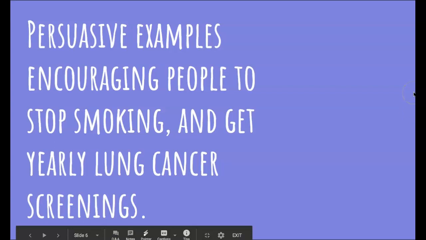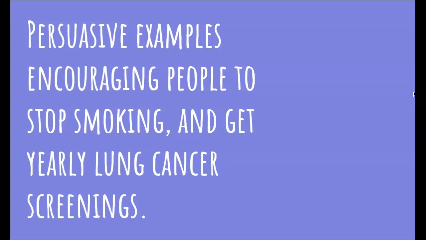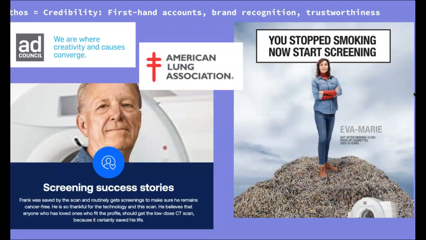Okay, let's look at a few persuasive examples encouraging people to stop smoking and get yearly lung cancer screenings. Here are some examples of ethos or credibility in persuading people on this topic. So you can see over here we have the image of the Ad Council. The Ad Council is a group, a government organization that puts out public service announcements to educate the public and encourage them to change their behavior. And they tend to have a pretty good reputation or ethos.